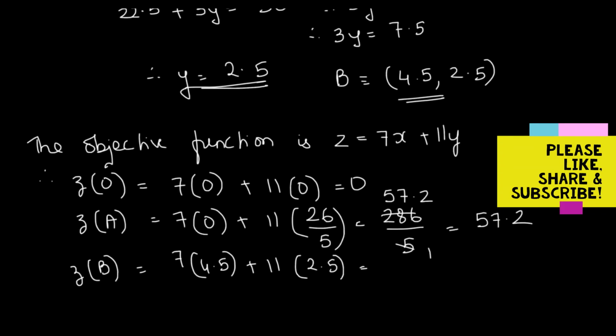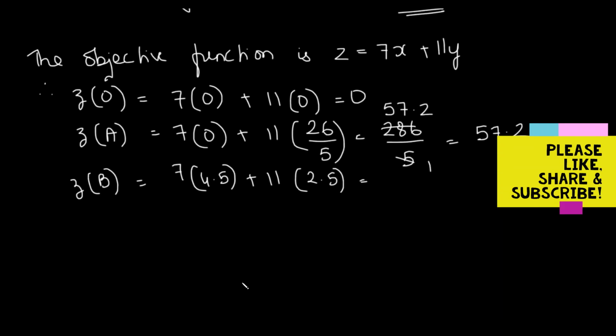Now, this is going to come out this way. That is 7 into 4.5. 7 5s are 35, 5 carry 3, 7 4s are 28 plus 3, 31. So, 31.5 plus 11 into 2.5, 11 5s are 55, 5 carry 5, 11 2s are 22 plus 5, 27. So, 31.5 plus 27.5, which comes out to be 59. So, ZB comes out to be 59.